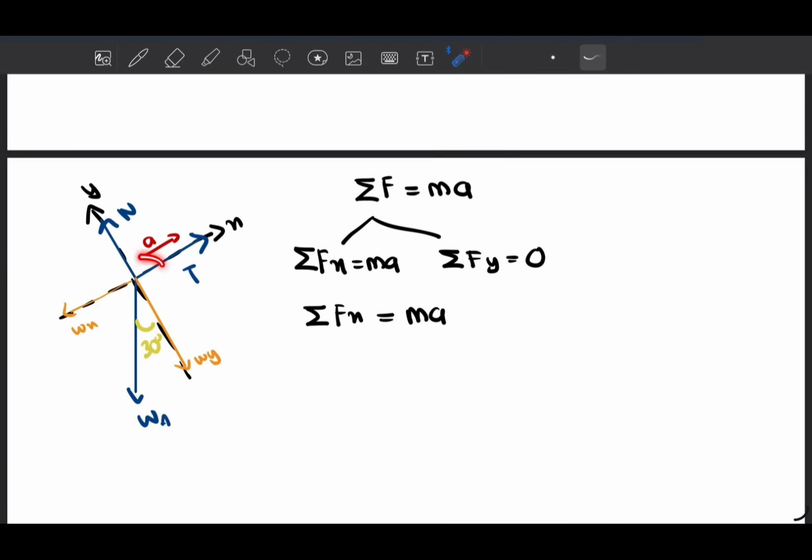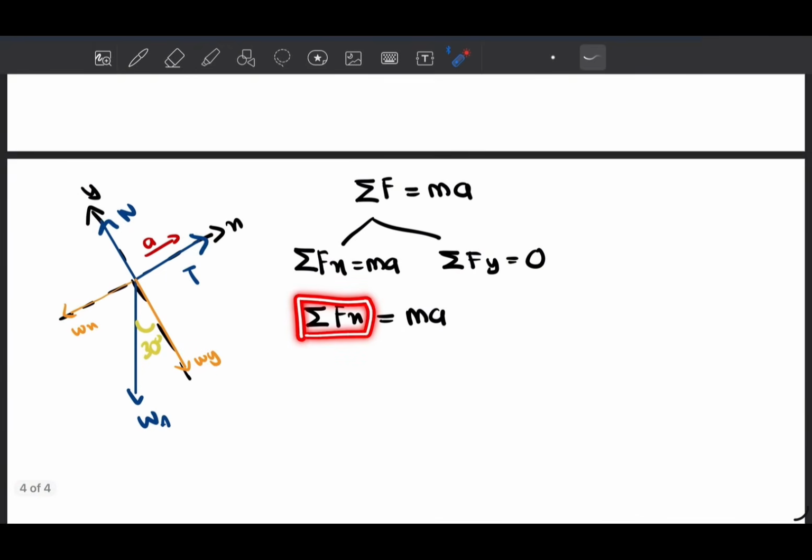For my object A, I have two forces involved in the x-axis. The two forces are the tension and also the Wx, which I have resolved. So summation Fx means we are going to sum all the forces that are involved in the x-axis. Since my acceleration is to the right, everything on the right is going to become positive. We are going to follow the direction of acceleration.